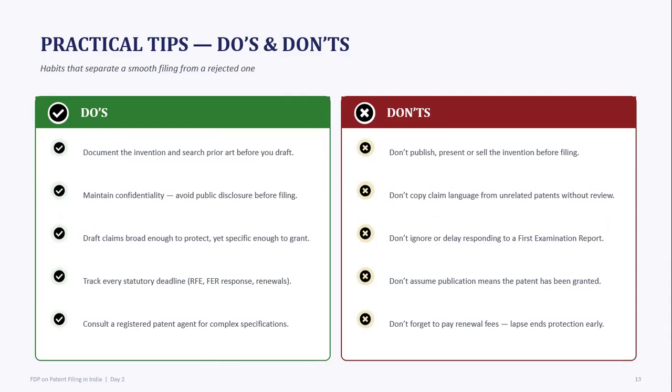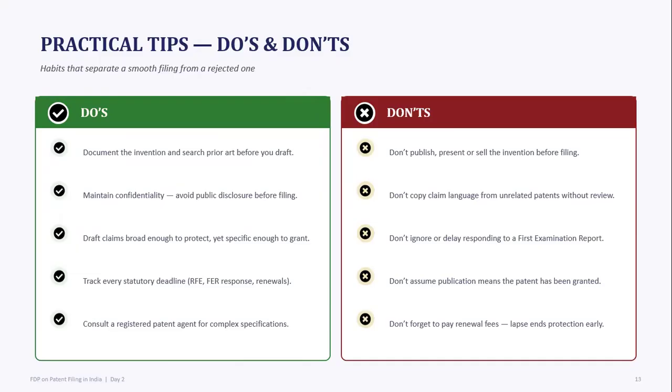Here are some practical tips, do's and don'ts while filing the patent application. Let us now consider some practical recommendations. First, document the invention properly and conduct a prior art search before beginning the drafting process. Second, maintain confidentiality and avoid public disclosure before filing. The third, draft claims that are sufficiently broad to provide meaningful protection while remaining specific and supportable. Fourth, maintain a proper system for tracking every statutory deadline, including examination request, first examination report responses, and renewal fees. For complex patent specifications, it is advisable to seek professional assistance from a registered patent agent.